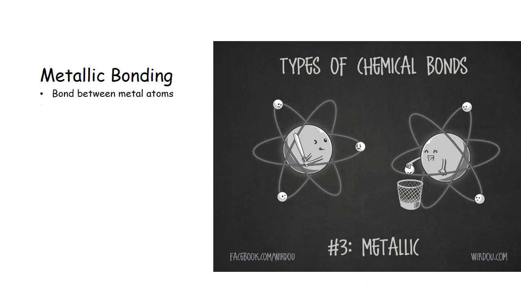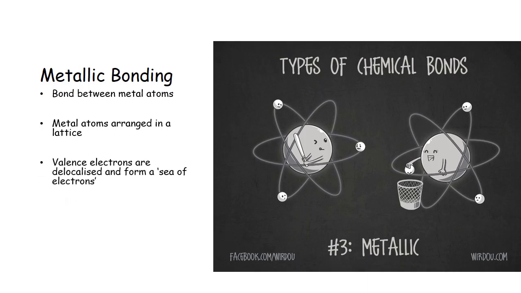Metallic bonding, as the name suggests, is between metal atoms. These can either be the same type of metal, such as a piece of copper, which is full of copper atoms all bonded together with metallic bonding, or it can be an alloy where you've got 2 or more different types of metals bonded together. The metal atoms are arranged in a rigid lattice formation.